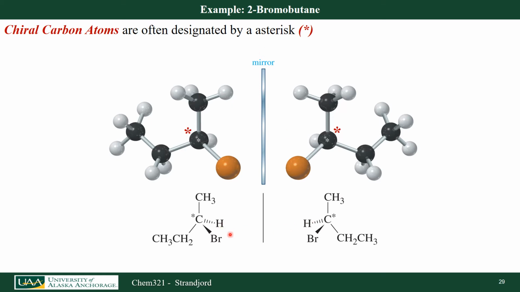Here's another way to represent that molecule. Here I've just drawn the lines and dashes. These atoms here are all in the plane of the board. This bromine's coming out, this hydrogen's going back. These atoms are all in the plane of the board. This bromine's coming out, this hydrogen's going back. And if I do the mirror image of each other, again, no matter how I twist it or manipulate it in space, they're non-superimposable mirror images. Those are stereoisomers of each other.